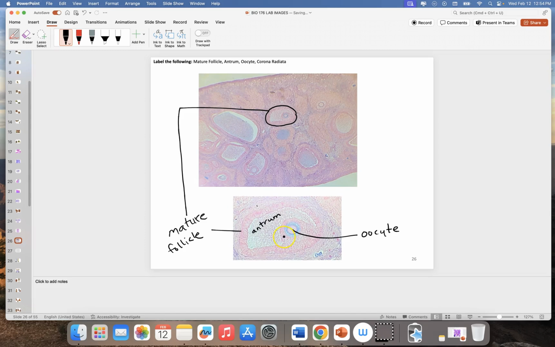Corona means crown. You can think about it as a crown of cells radiating around the oocyte. I'll go ahead and draw a line here. And that way we can note that corona radiata.